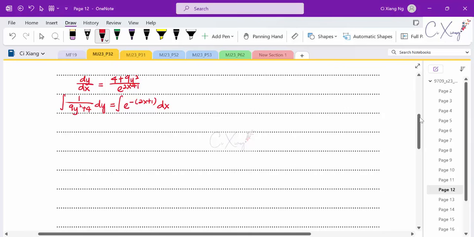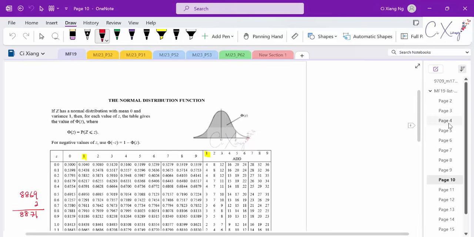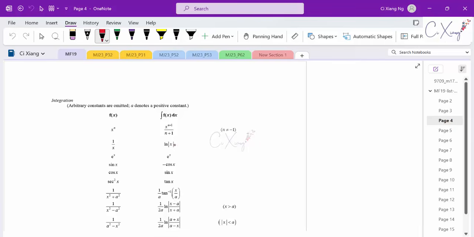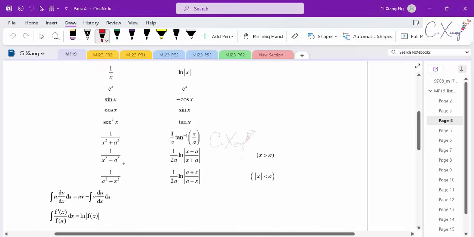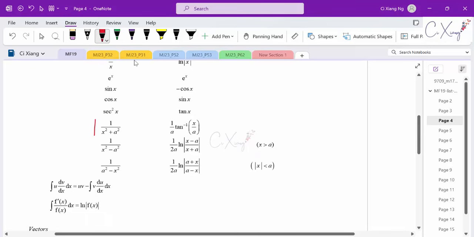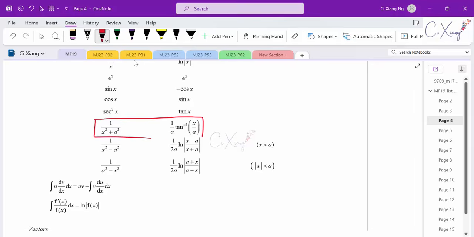Before we start the integration, what formula can we use? How can we integrate 1 over 9y squared plus 4? We can refer to the formula booklet for the integration part. When we have 1 over x squared plus a squared, the result after integration is 1 over a tangent inverse x over a. But to apply this formula, you need to ensure that the coefficient of x squared is 1. Only then can you apply this formula directly. Please take note of this.